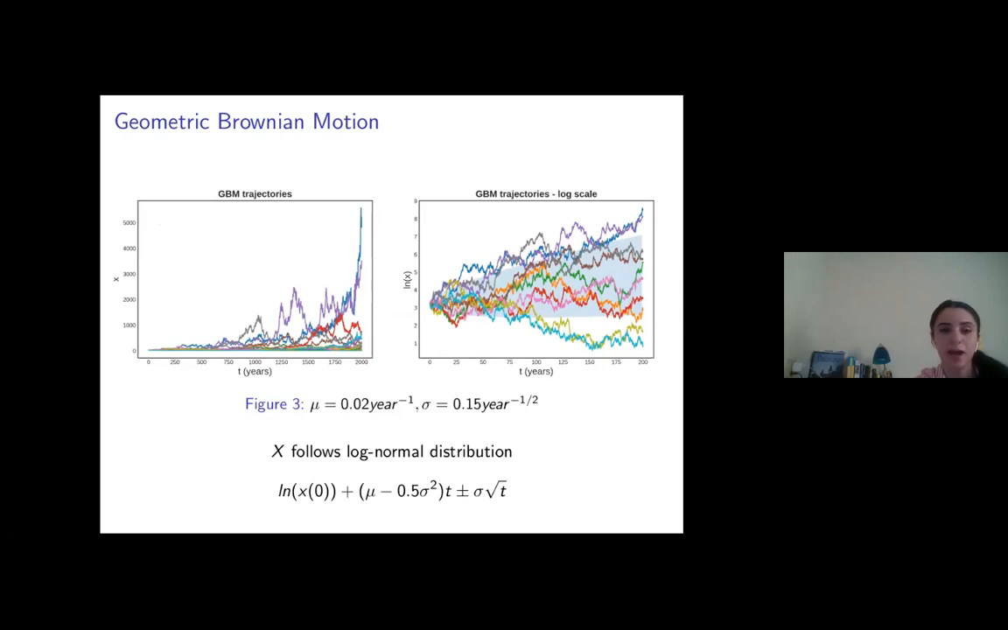Here we have the GBM trajectories from our model. Everything is measured in years, and the y-axis is the wealth, right? We said that X is the wealth. On the right-hand side, we can see the same thing, but in log scale. As you can see, the trajectories are expanding. In geometric Brownian motion, the wealth follows a log-normal distribution, which means we can get the one standard deviation envelope of the log wealth. That's what you see there, the light blue or gray shaded area.